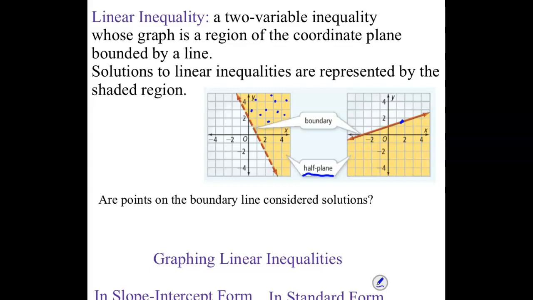So are points on the boundary line considered solutions? Only when a solid line. Dotted lines means we get really close to that, but we aren't actually on the line.